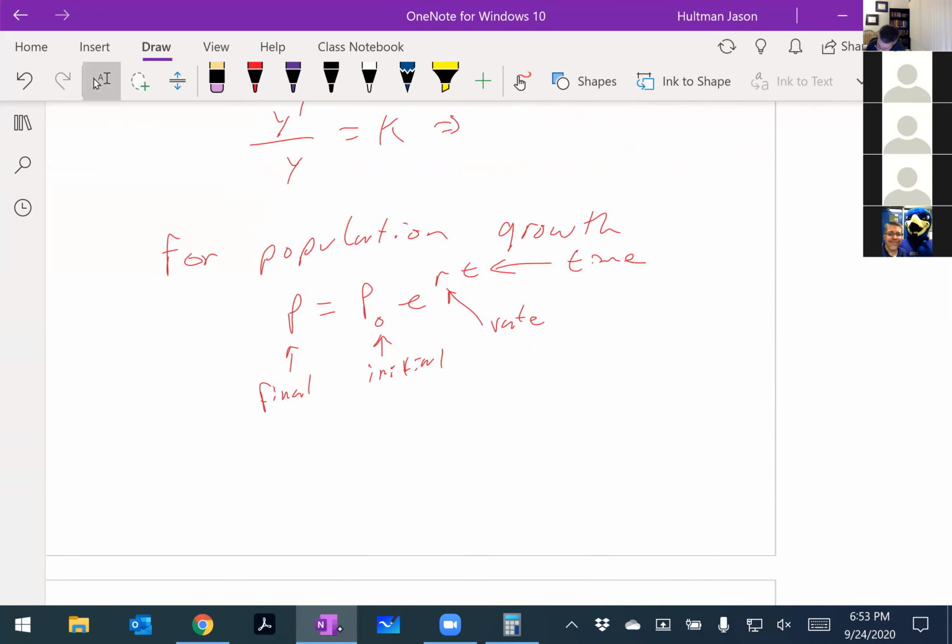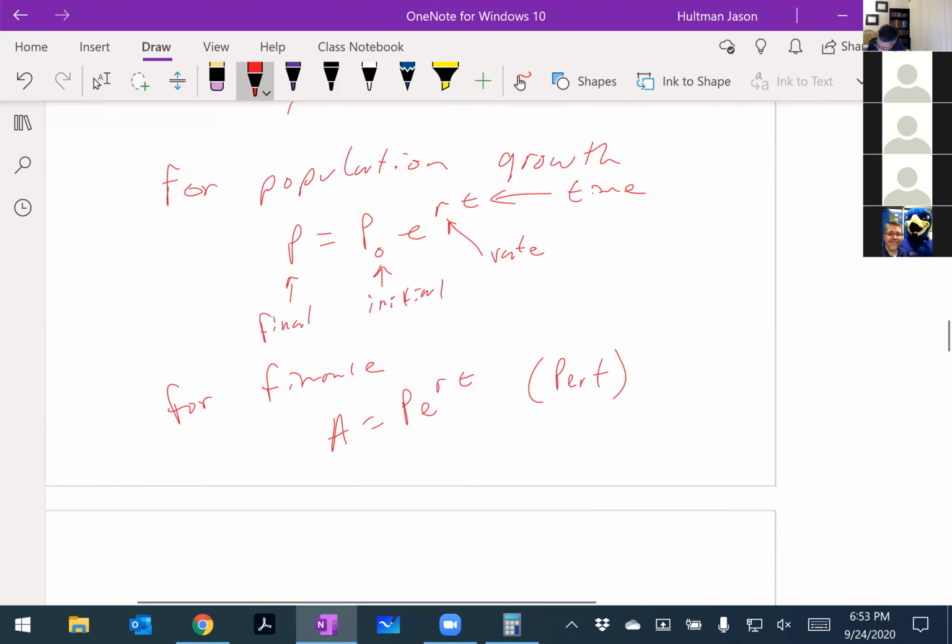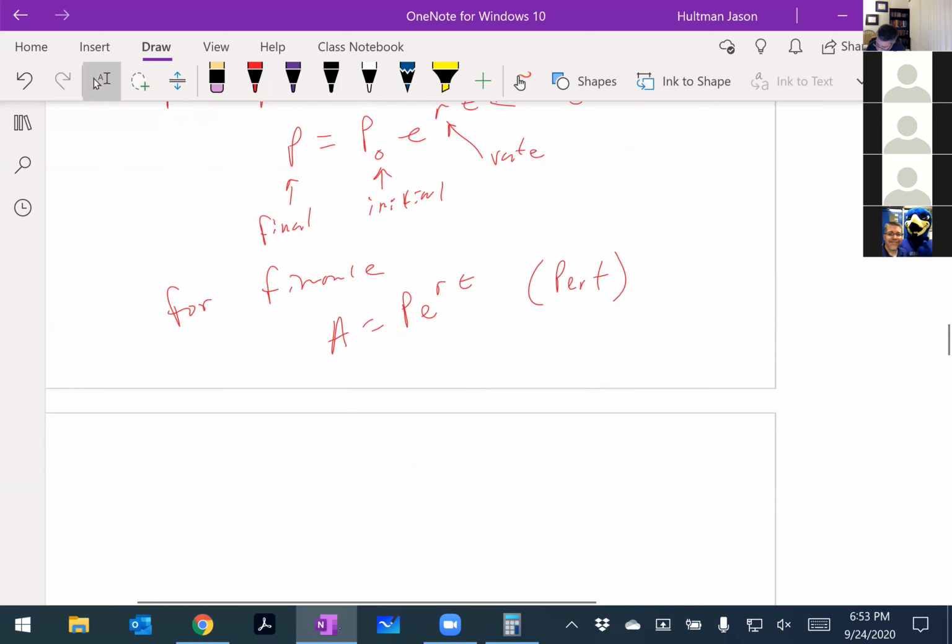For finance, your exponential growth is A equals P e to the rt. That's the PERT account, where P is the principal, and A is the final amount. This is what we call your present value. This is your future value. And rate and time are the same.